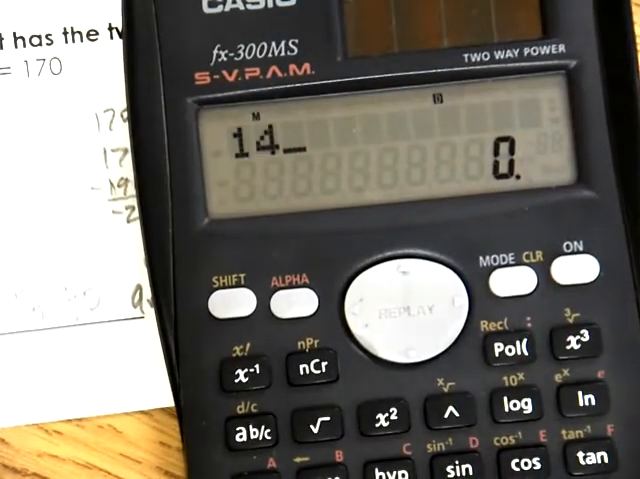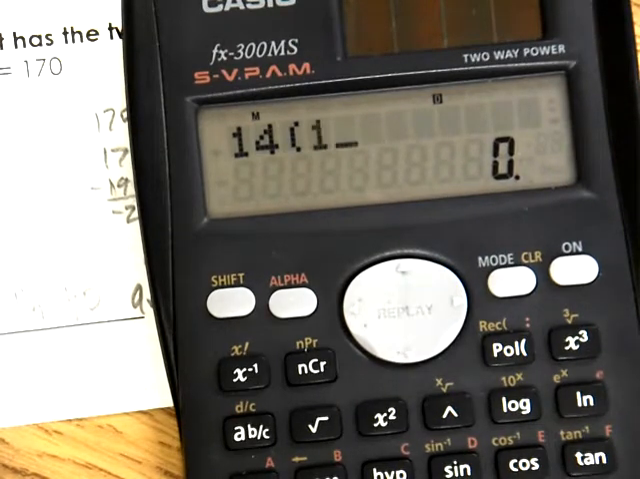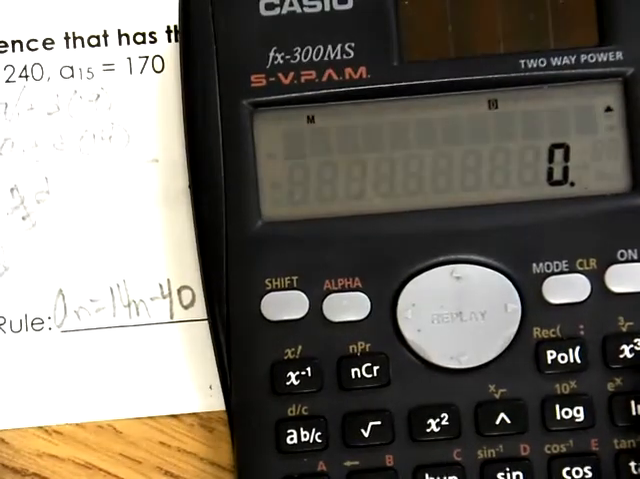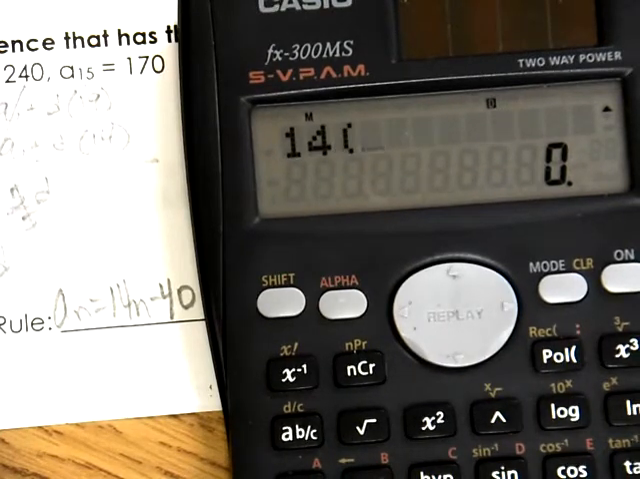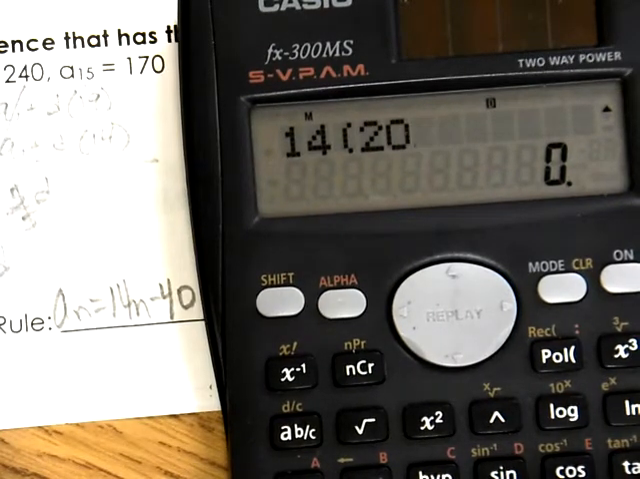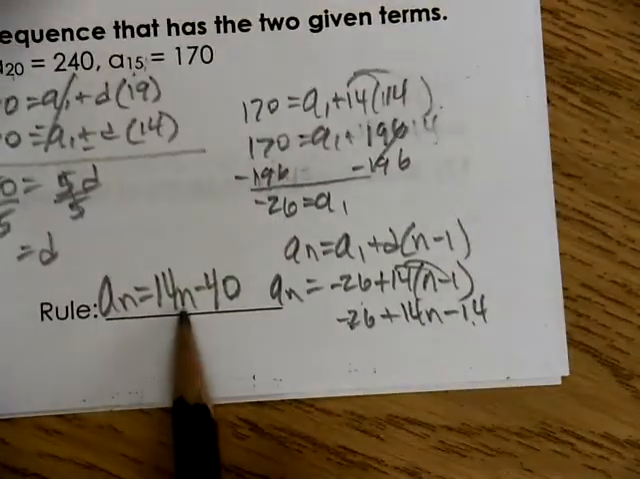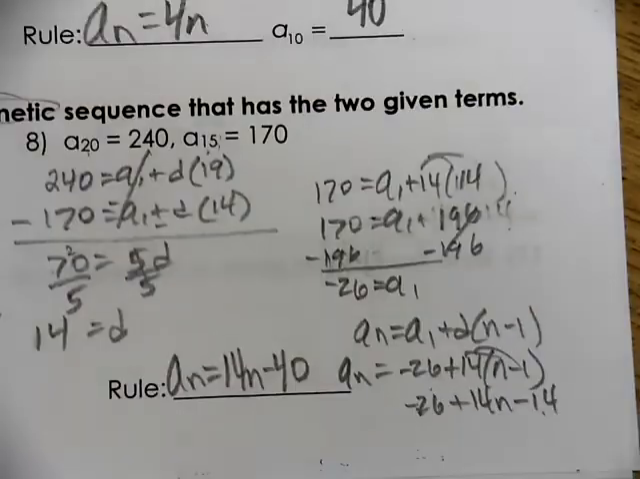We're going to say 14 times 15, and we're going to minus the 40. We got 170. And we can test the other one if we like. 14 times 20 minus the 40 should give us 240. That's a perfect formula.